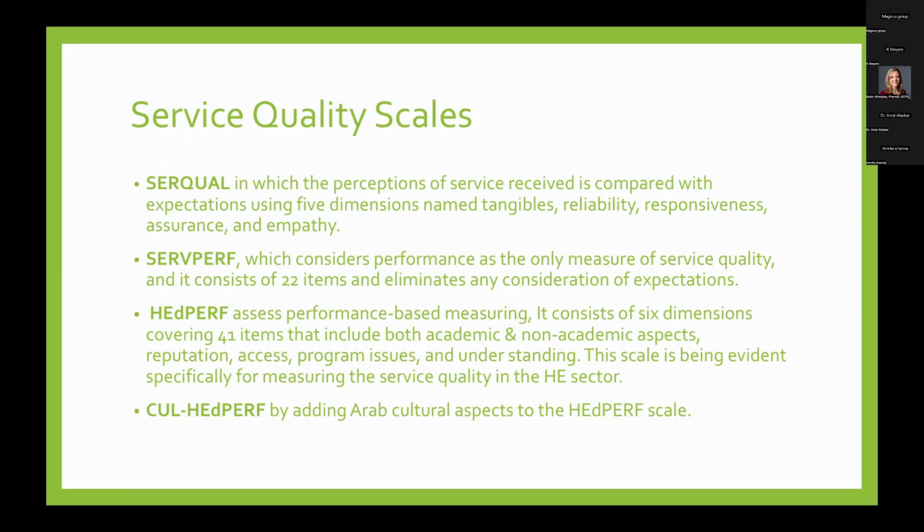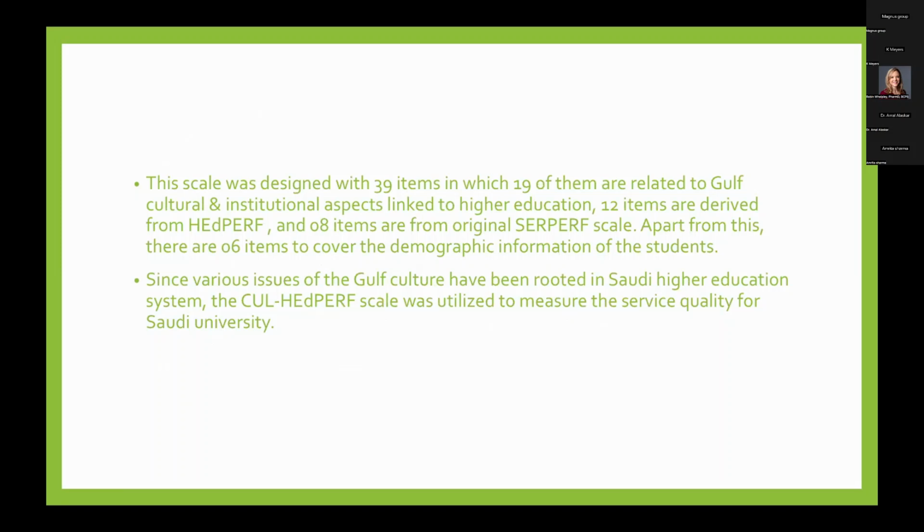The other one is the service performance scale, which considers performance as the only measure of service quality, and it consists of 22 items. Unfortunately, it eliminates the consideration of expectation. Higher education performance assists performance-based measuring. It consists of 6 dimensions covering 41 items that include both academic and non-academic aspects: reputation, access, program issues, and understanding. This scale is specifically evident for measuring service quality in the higher education sector.